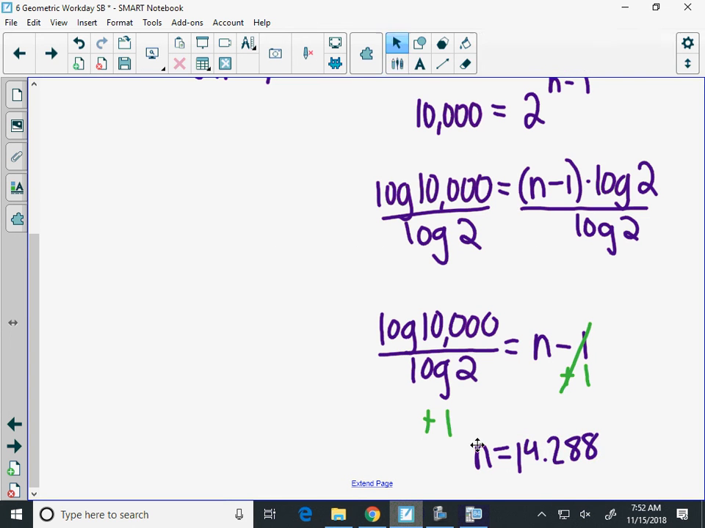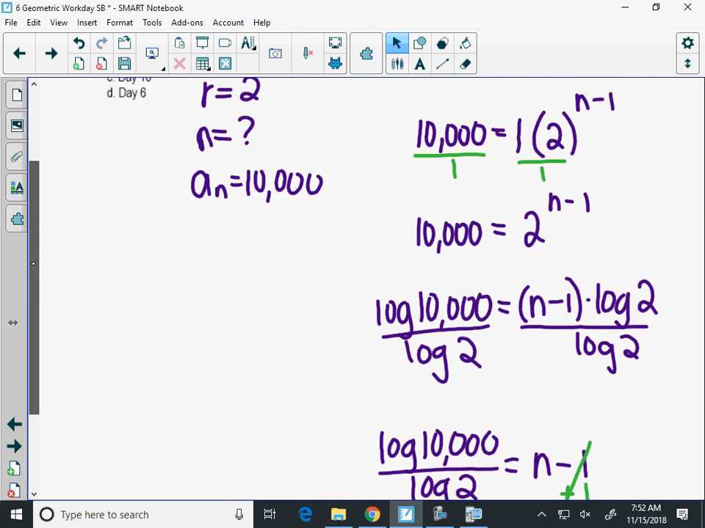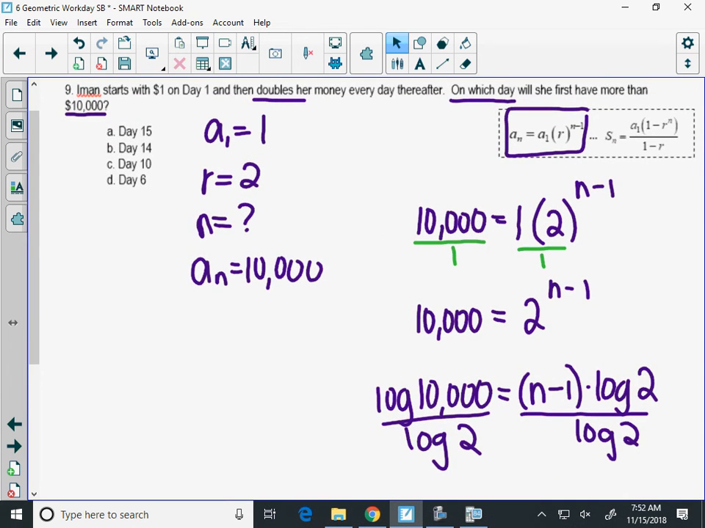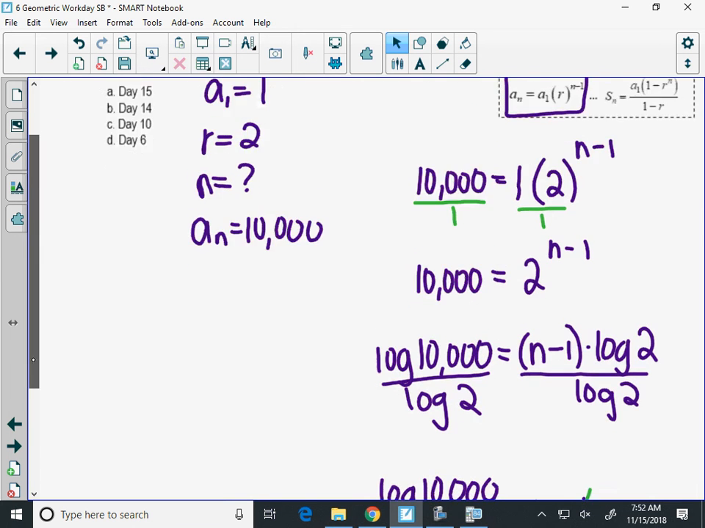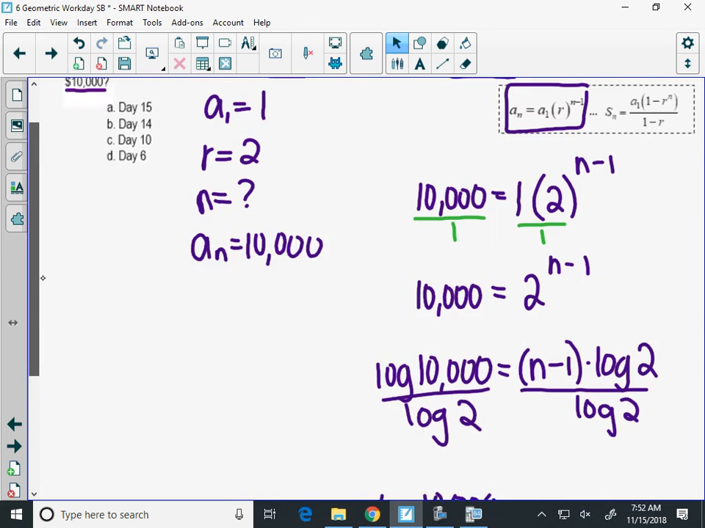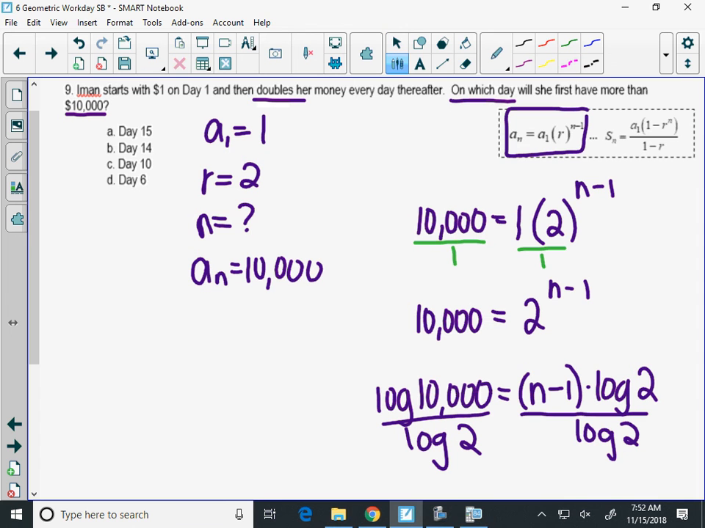And we just have to match that with a multiple choice answer, which looks like day 14. Oh wait, on which day will she first have more? So it looks like on day 14 she gets to 10,000. So day 15 is the first time where she actually will have more, right? Because it happens during day 14, so on day 15 she'll have more than 10,000. All right, great. Let's look at the last problem here, number 10.